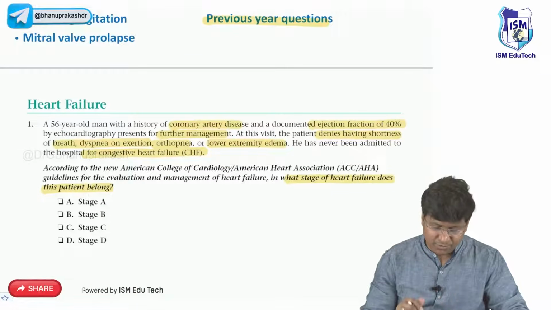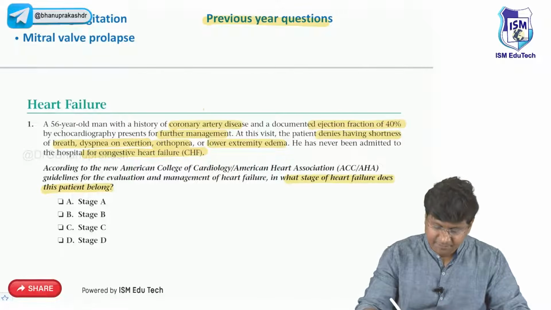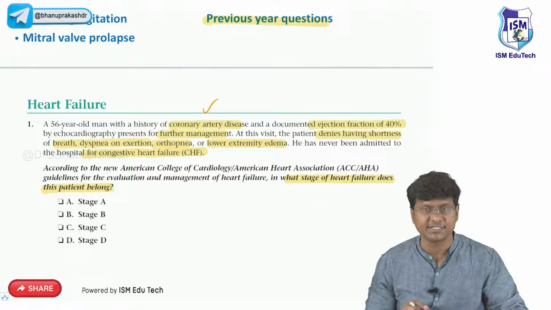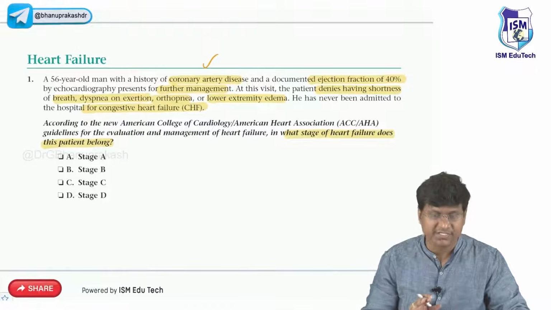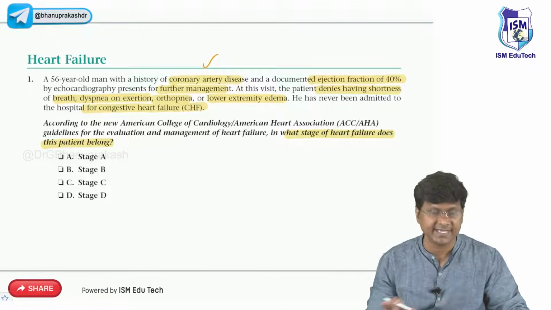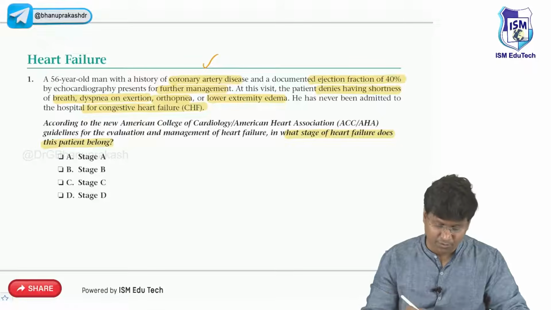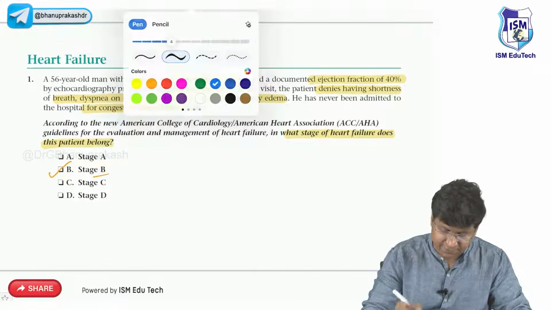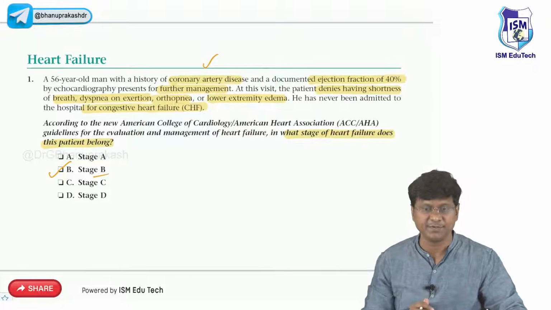Now, if you go back to our patient, he has structural heart disease, that is coronary artery disease, and ejection fraction is 40%. But the individual is denying any symptoms. The individual is asymptomatic. So what is it suggestive of? This will be suggestive of stage B of the heart failure.